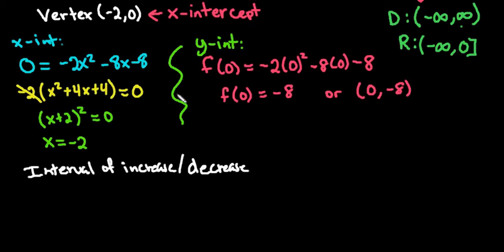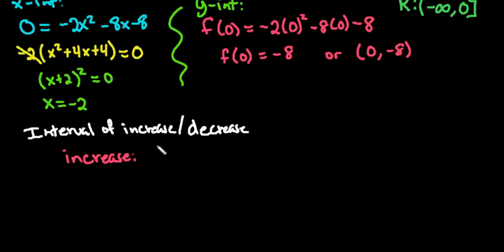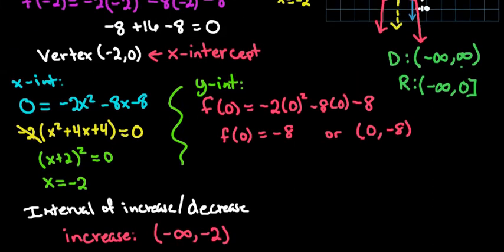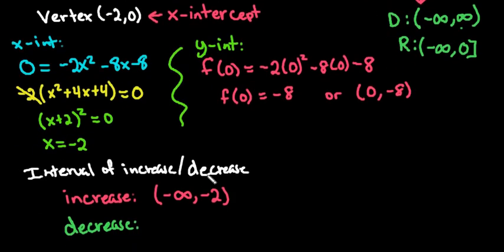If it asks for the interval of increase, it's looking for all x values that show that y is going up. So in this case, my y values are increasing from negative infinity until I get to negative 2. So my increase would be negative infinity until negative 2. This is just the x coordinates for where y is increasing. And you always put it in parentheses. For decrease, you're just looking for your values where y is going down. So my y values are going down, starting at negative 2 all the way until positive infinity.